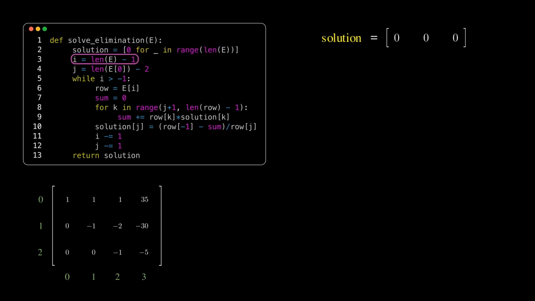Following the bottom-to-top approach, we start with the last row and move upward through the matrix. The variable I is used to iterate over the matrix row by row. Initially, I equals 2, which refers to the index of the last row.